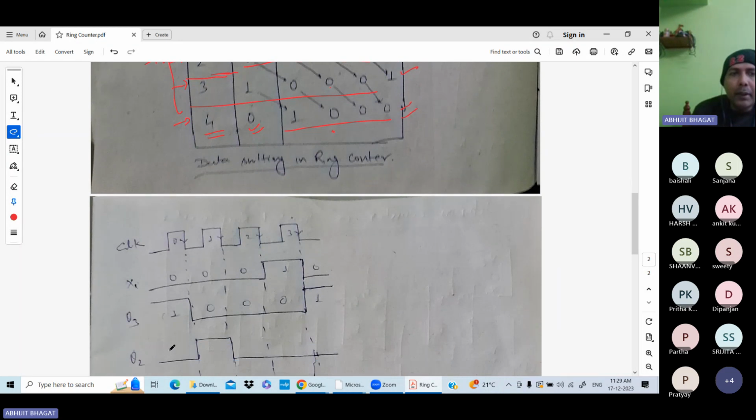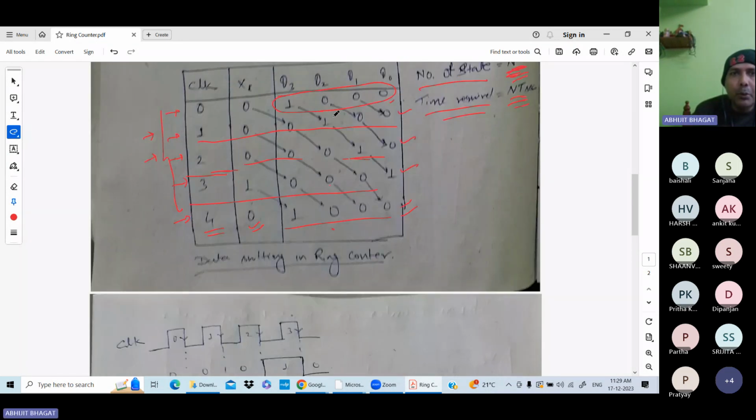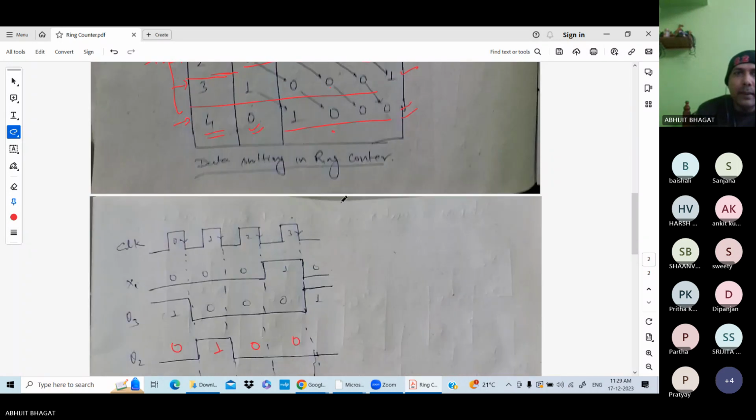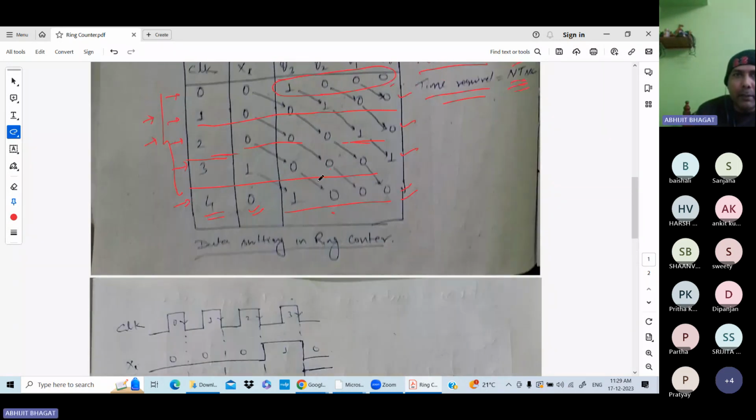Same way for your Q2, you can see that at clock 0 it is 0, then at clock 1 it is 1, data is shifting, then 0, 0, 0. So for Q2, at clock pulse 1 it is 1, and before and after that it is 0. This waveform is from the table.